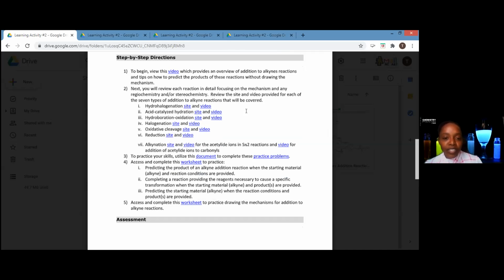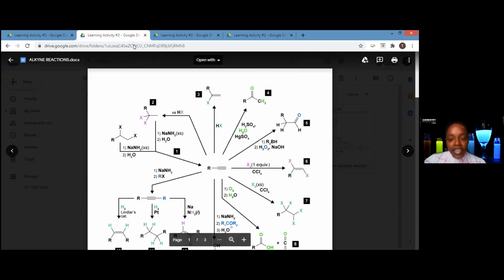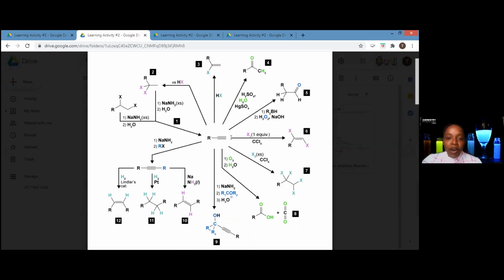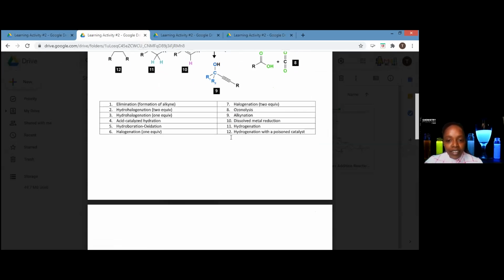And as you see, the students have a site to refer to and also a video to watch to show them the mechanism for the reaction and the predicted products, along with stereochemistry and determining major or minor products if there are any. The students are also going to be provided with a document. It begins with a spider diagram showing them all of the different reactions, including the elimination reactions that lead to the formation of the alkyne.